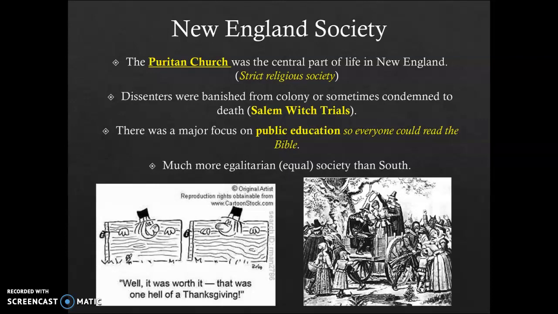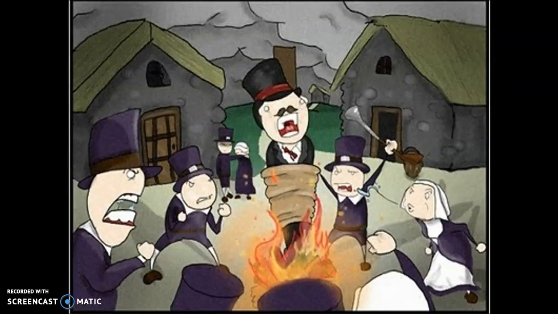First major focus of public education came out of the New England colonies from the Puritans. The priority here was so everyone could read the Bible and be good Puritans. Much more equal society than the South. There wasn't a heavy focus on slavery up north. You see some cartoons here about the Salem witch trials. Again, we'll talk more about this stuff in class.